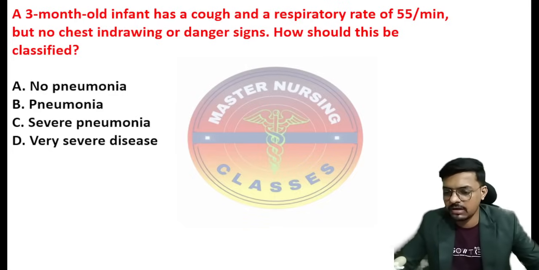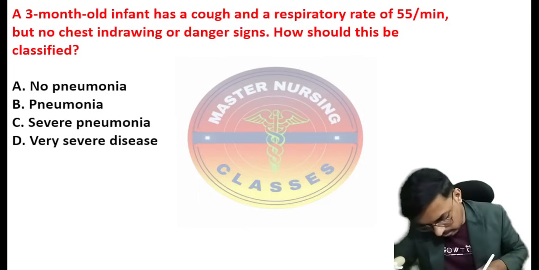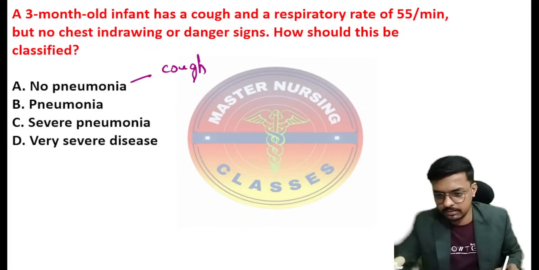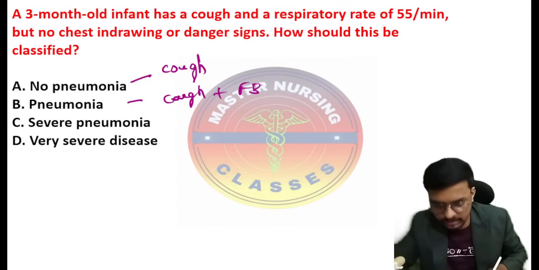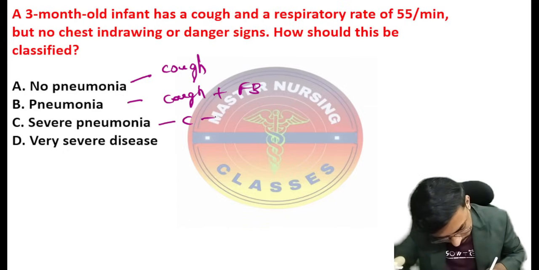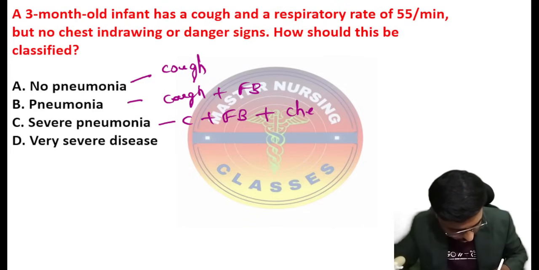Yes, I want the answer fatafat. Beta, in no pneumonia, only cough will be there. In pneumonia, cough plus fast breathing will be there. Okay, fast breathing. In severe pneumonia, cough plus fast breathing plus chest indrawing will be there.